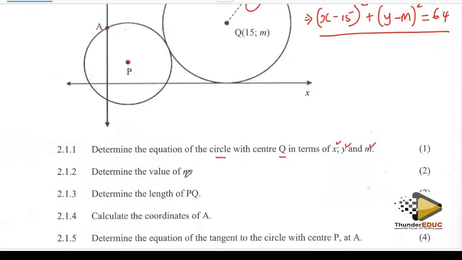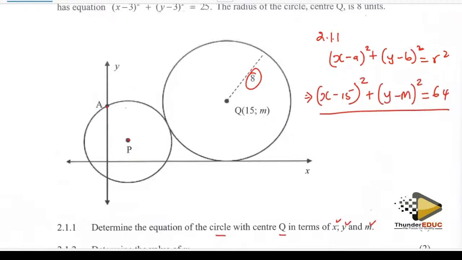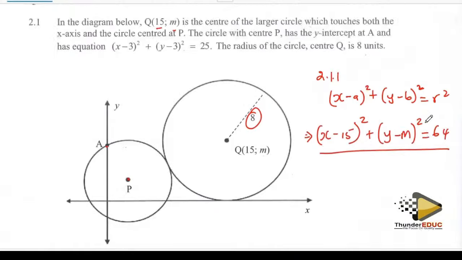Then determine the value of m. 2 marks. Value of m. All right, so there was a statement that was given to us. Number 1, they told us that the larger circle touches the x-axis. That is important. Then they told us that the radius of the circle is 8 units.